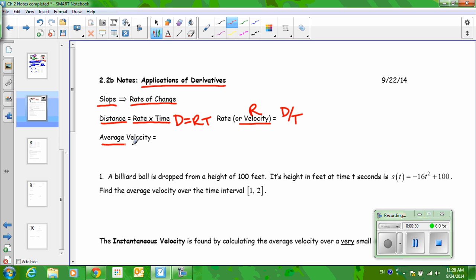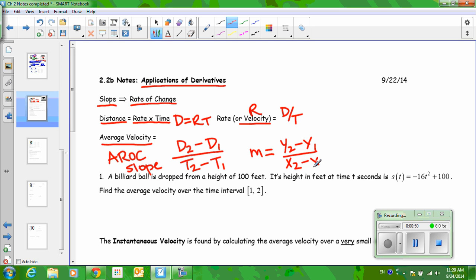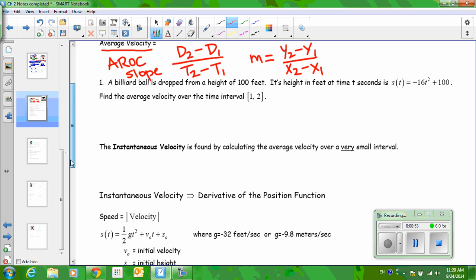So your average velocity, that sounds like average rate of change, AROC. This is a slope. We're going to do some distance minus some distance over some time minus some time. This looks a lot like the slope formula for a reason. It is the exact same thing. So when we look at this problem with the billiard ball, we have a billiard ball that's dropped from a height of 100 feet, and you can see the 100 right there. That's the initial position. The negative 16 has to do with gravity, but overall, this equation tells us about the height, or in general, the position of this ball.